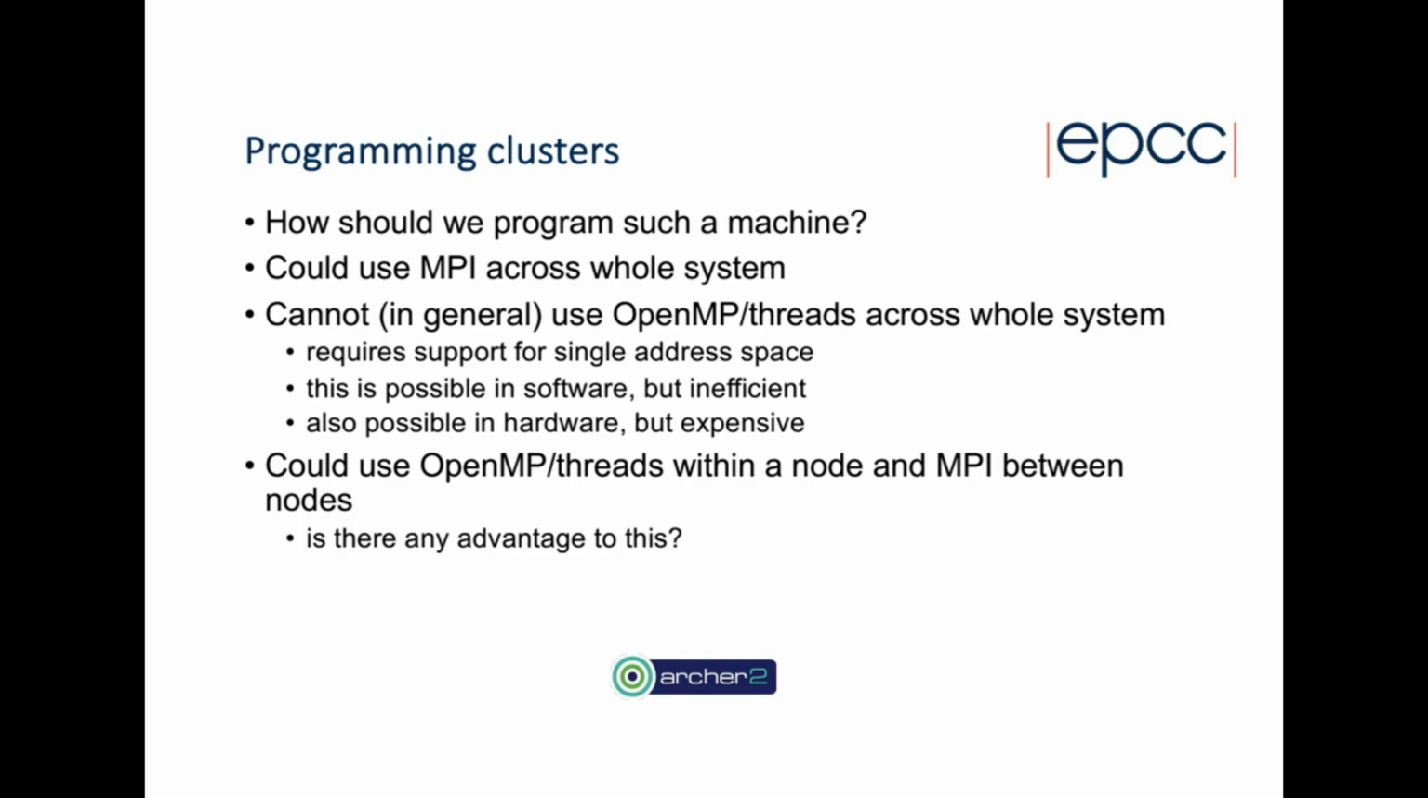So that's why we end up with the sort of system that we have, which is a distributed memory system with shared memory nodes. So potentially we could use OpenMP or some other threading model within a node and still use MPI to communicate between nodes. And the question is, is there any advantage to that? The short answer is yes, maybe. Okay, so that's what we're going to look into.